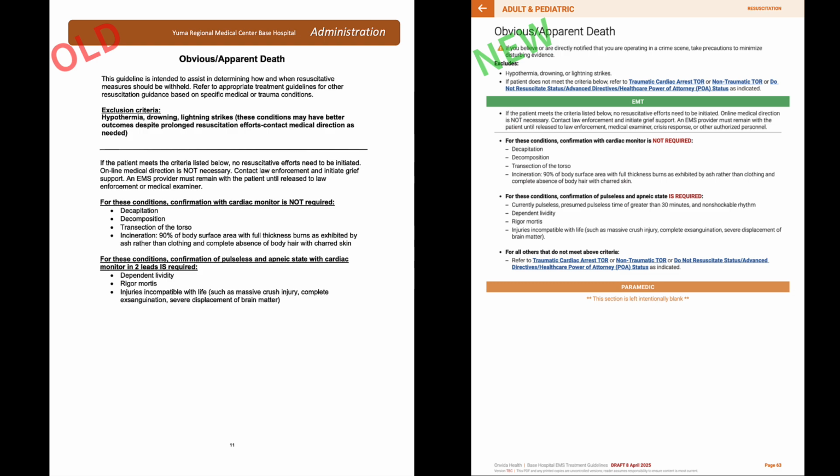The only new elements are this caution statement at the very top of the page advising you not to disturb anything if you're operating in a crime scene, as well as the addition of several helpful hyperlinks here in the exclusion criteria section in case you need to jump to a different guideline.